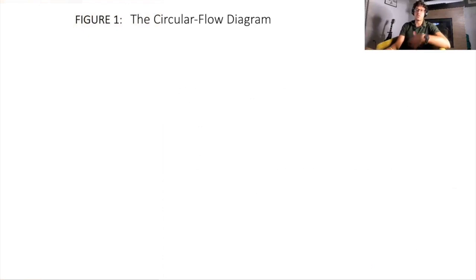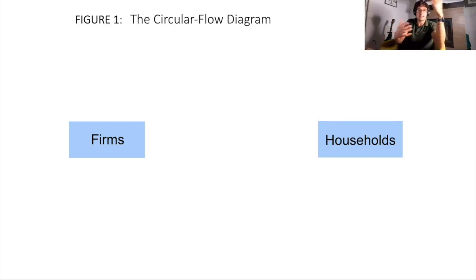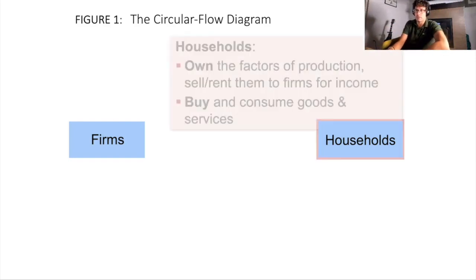So what does the circular flow diagram model look like? Well, on one side, we have the households. On the other side, we have the firms. These are the only actors that we are assuming live in our economy. And again, this is an assumption. There are actually other players. There are banks, there is the government, and so on and so forth.